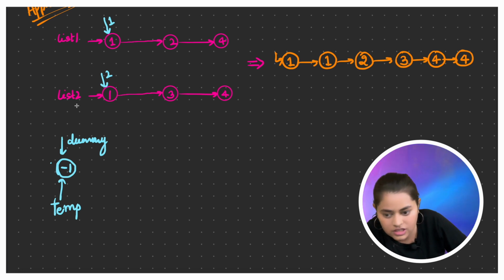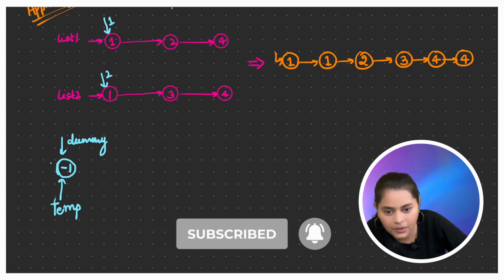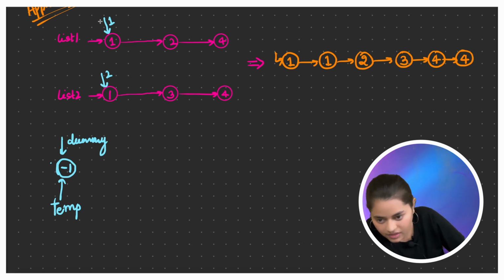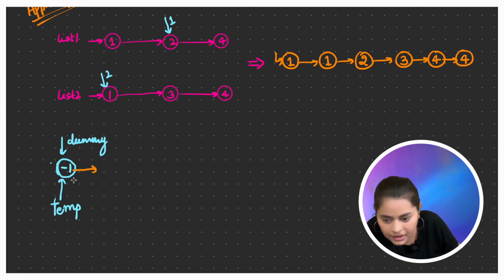Now what we can do is keep on comparing the content of list 1 and list 2. So let's compare. The content of pointer 1 is 1 and the content at pointer 2 is 1, right? That means they both are equal. We can increment any of the pointers. So let's say we are taking this 1 and we are incrementing this pointer, right? When we took this 1, we append this to temporary dot next.